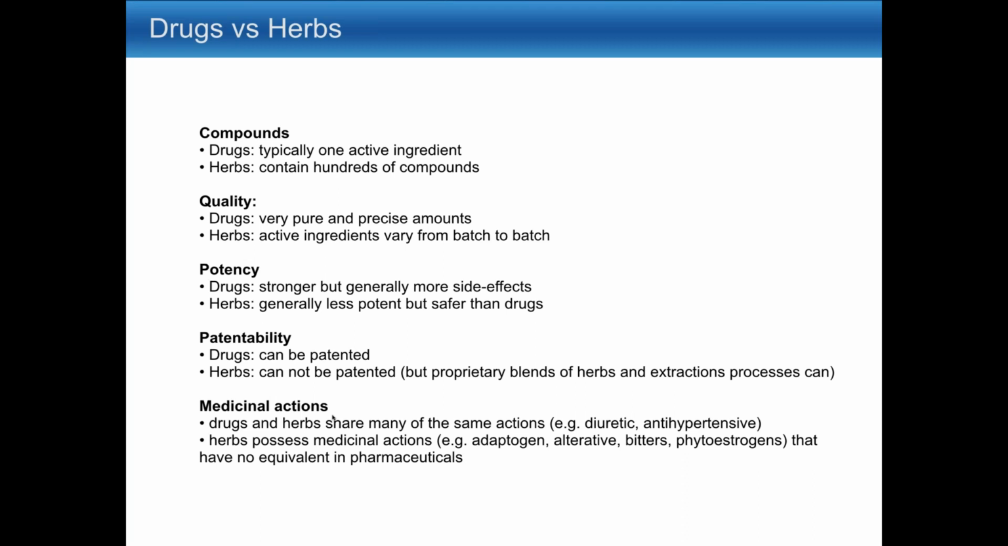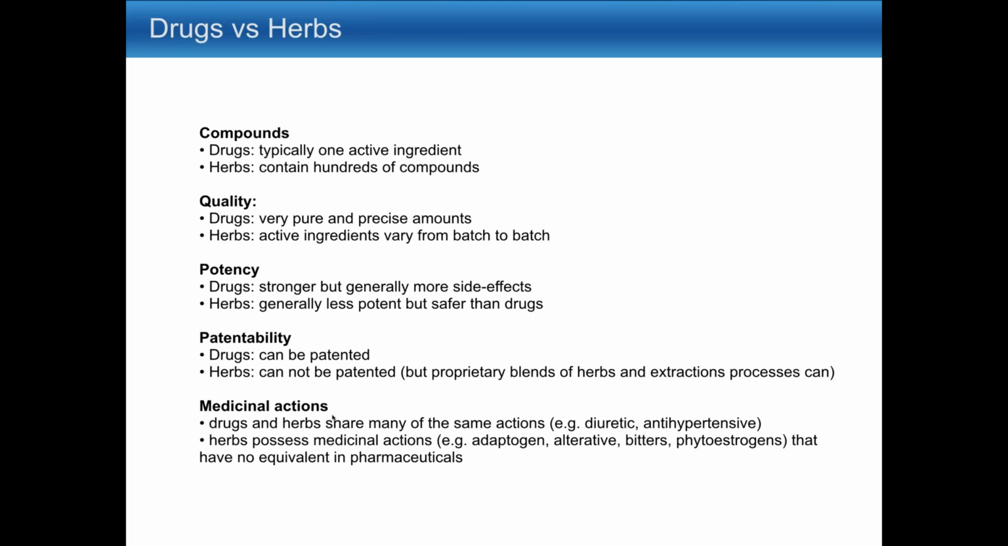Another thing with herbs and drugs is that there will be an overlap in the type of actions that both possess. So there are herbs that are diuretics. There are drugs that are diuretics. There are herbs that are anti-inflammatory. There are drugs that are anti-inflammatory. But there are some unique actions associated with herbs that you don't see in the drug world.